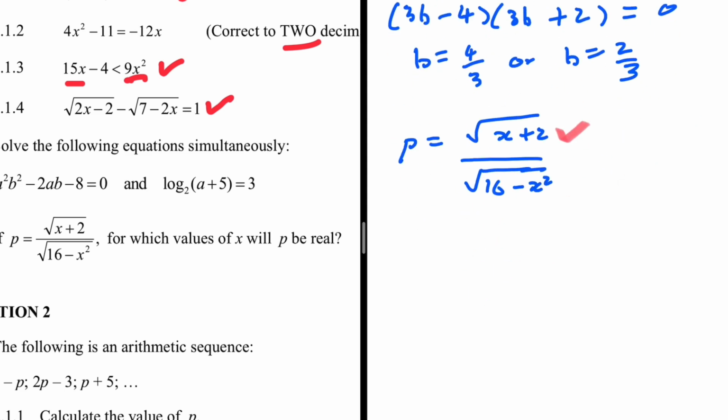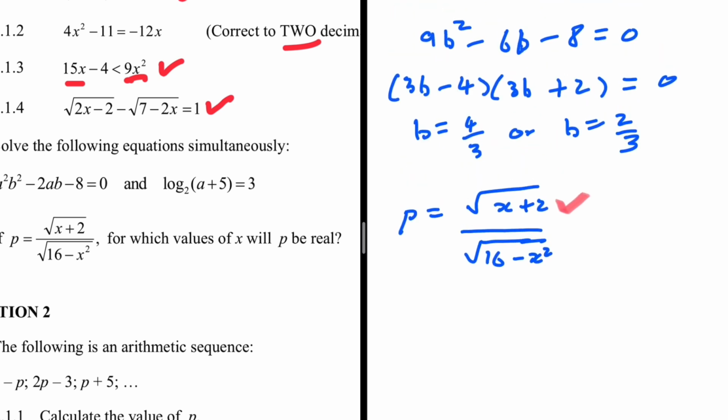In the numerator, we need x plus 2 to be equal to or greater than 0. Because if it is negative, p is not going to be defined because it's not going to be real, because we can't take a square root of a negative number. So one of the conditions that we need is for x plus 2 to be greater or equal to 0. Obviously, this says that x must be greater or equal to minus 2. Okay, so we've dealt with the numerator.